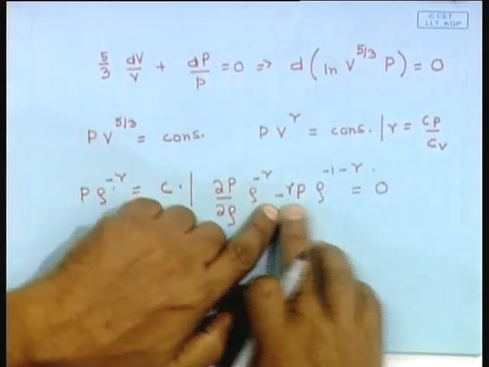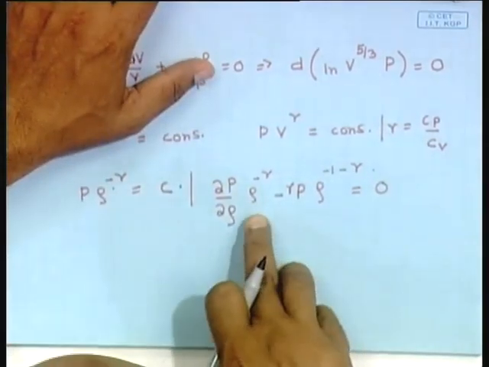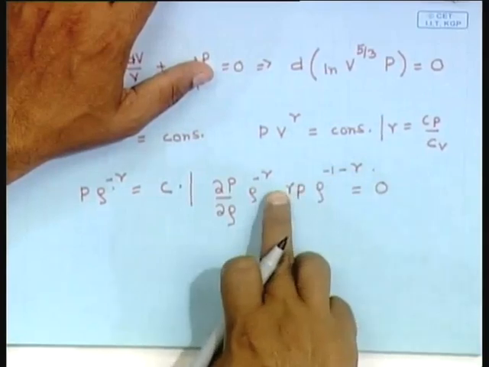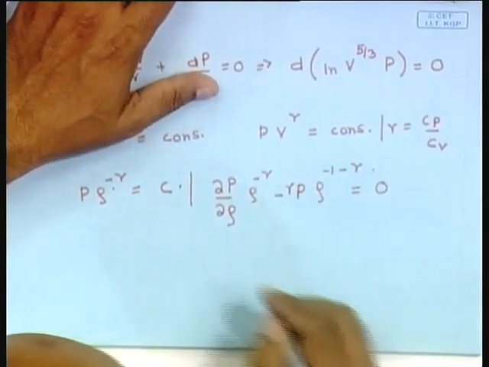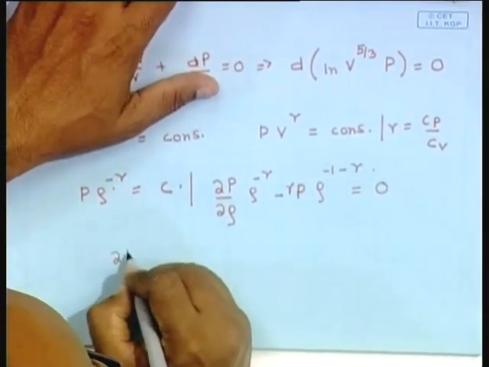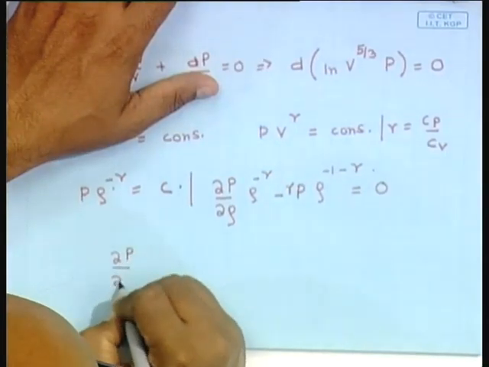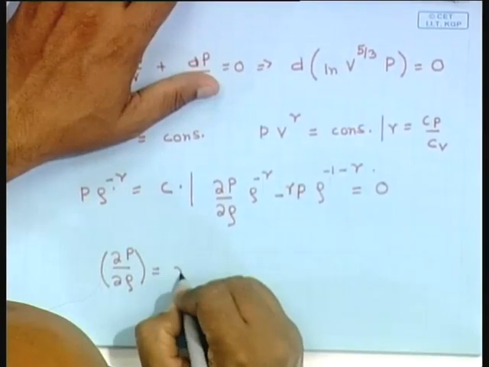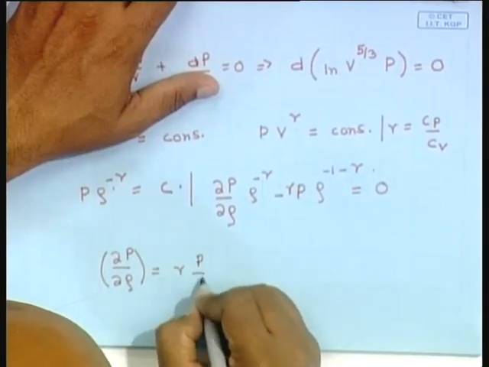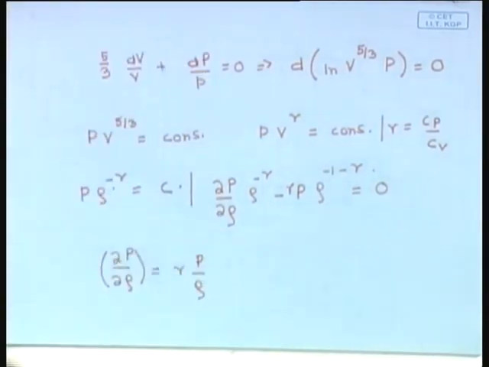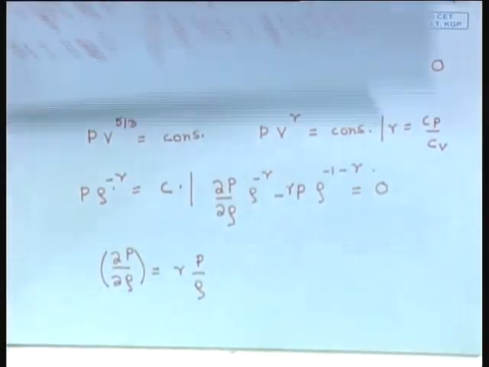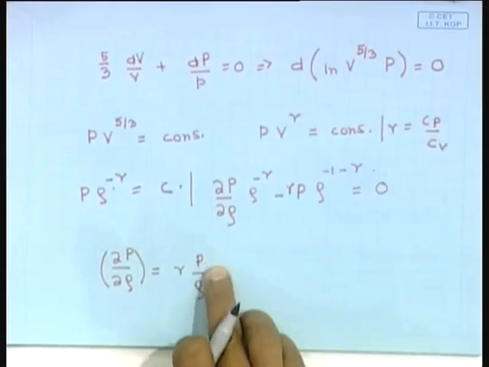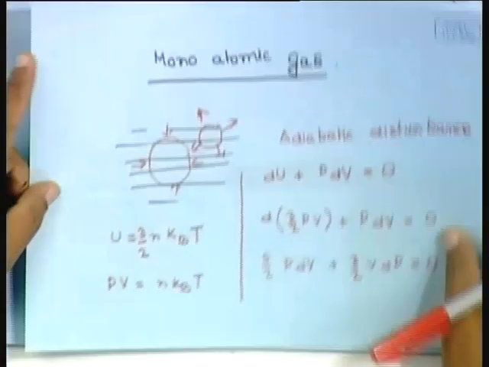So we can take this onto the right-hand side and get rid of this ρ^(-γ) throughout. So what you have left is ∂P/∂ρ equal to γP/ρ. This is in general, where γ is the adiabatic index and P/ρ is the ratio of the pressure to density.